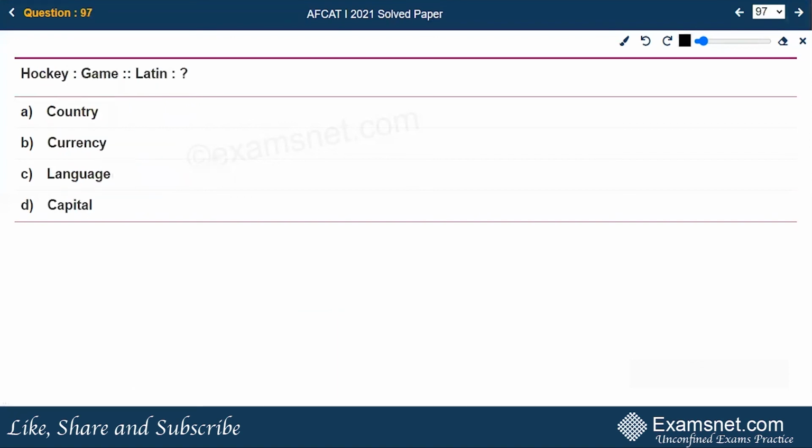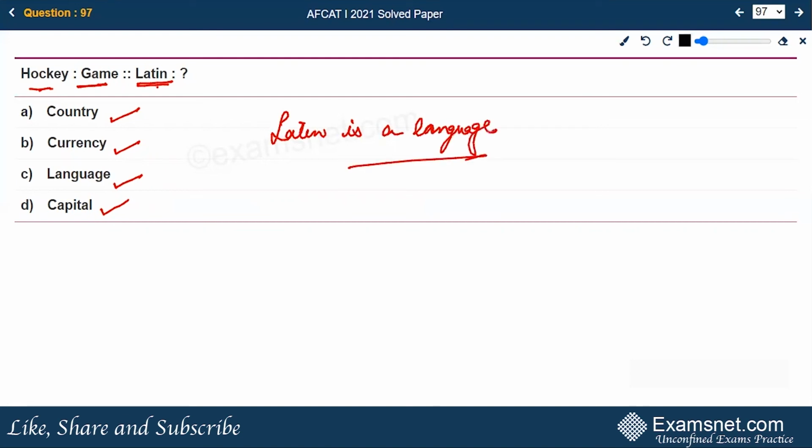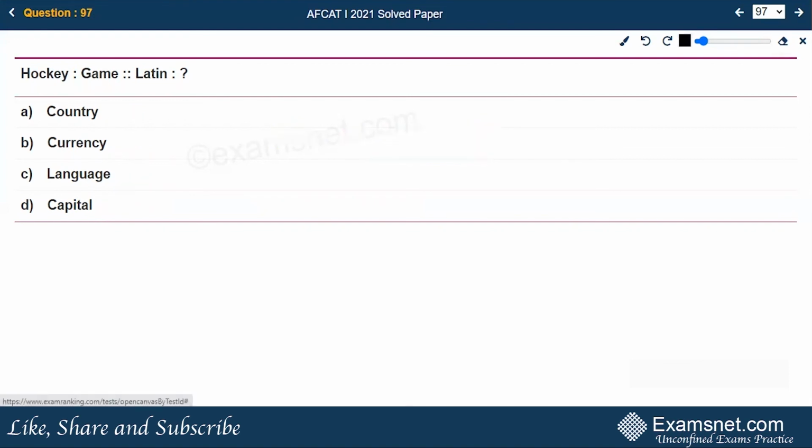Next, question number 97. Hockey is related to a game. Okay, hockey is a game. And Latin is what? Is it a country? Is it a currency? Is it a language or is it a capital? Obviously, Latin is a language. So option C is your correct answer.